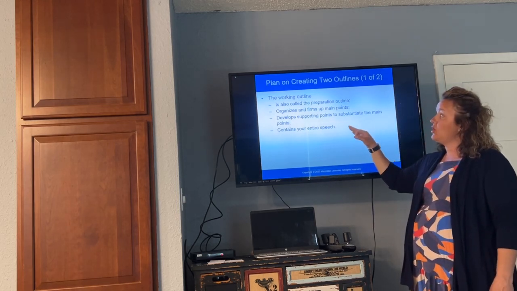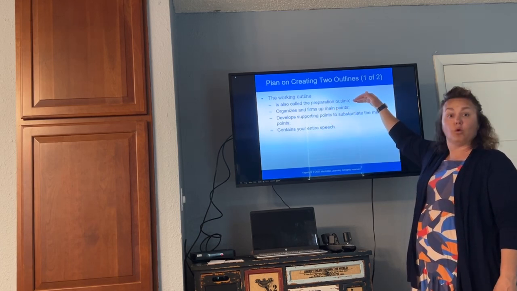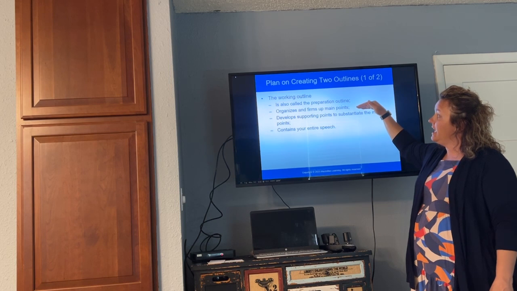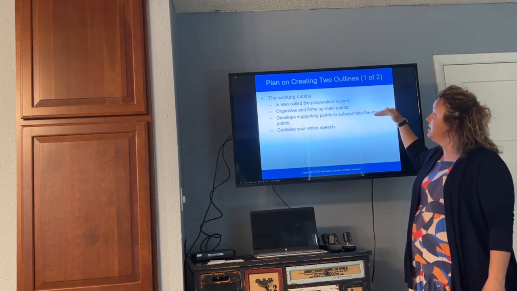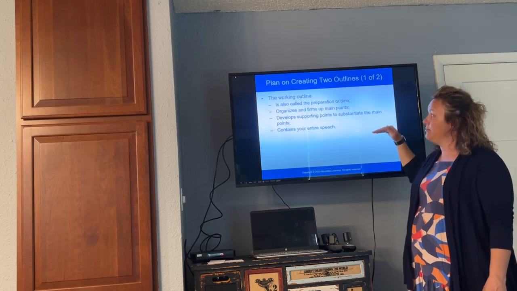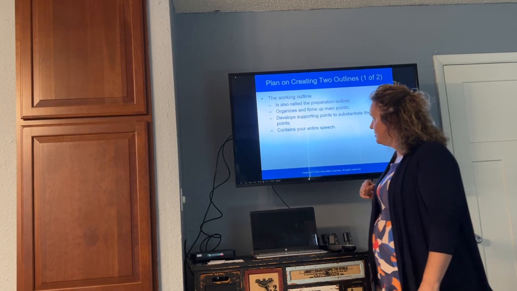One of the outlines is called a working outline. It may also be called a preparation or a rough draft outline. It organizes and firms up your main points. It develops the supporting points to substantiate the points. And it really does contain your entire speech.